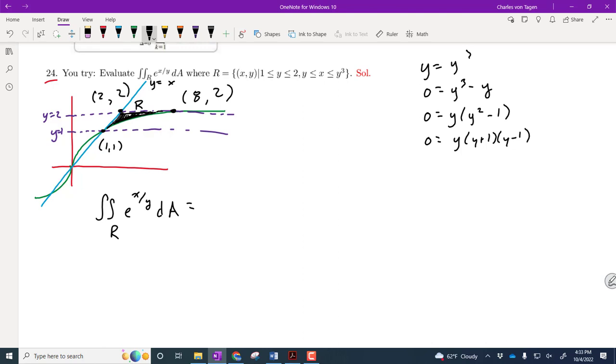So you're setting up an iterated integral, right? You're either going to integrate with respect to x on the outside or with respect to y on the outside. If you're not sure which one's easier, set them both up and then look and decide which one you want to do.